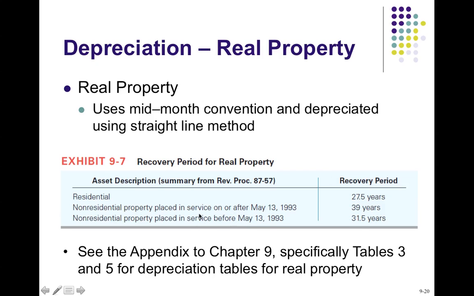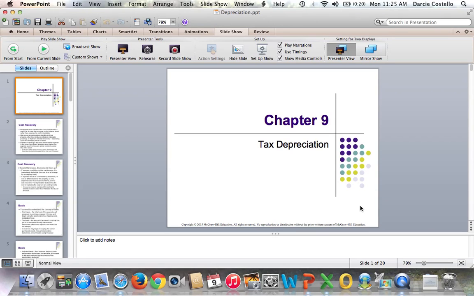So on this table, if the asset was placed into service after May 13th of 1993, which for you, we're in 2015, right? So any asset that we place into service is going to be after this May date. So the recovery period, you can ignore this last recovery period, ignore the 31.5 years because we don't see that anymore. The recovery periods that you should be concerned about are 27.5 or 39 years, okay? 27.5 if someone's living in the property, if it's an apartment building, a duplex, 27.5. If it's not, if it's a warehouse or an office building, then the recovery period we're going to use is 39 years, okay? And again, when we get together in class, we'll look at these tables and go through a lot of examples and hopefully clear up any questions you might have about depreciation.